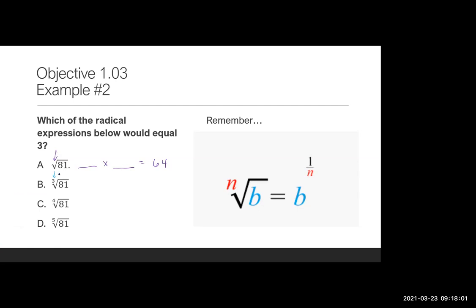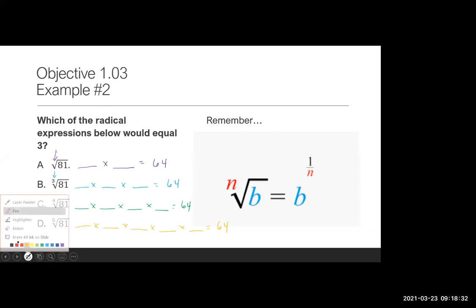Then with an index of 3, we get something times itself 3 times to give us 64. Okay, or something times itself 4 times would give us 64. Or finally, something times itself 5 times. That's what that root tells us. That's that index, I should say. I'm in an old habit of calling it a root.